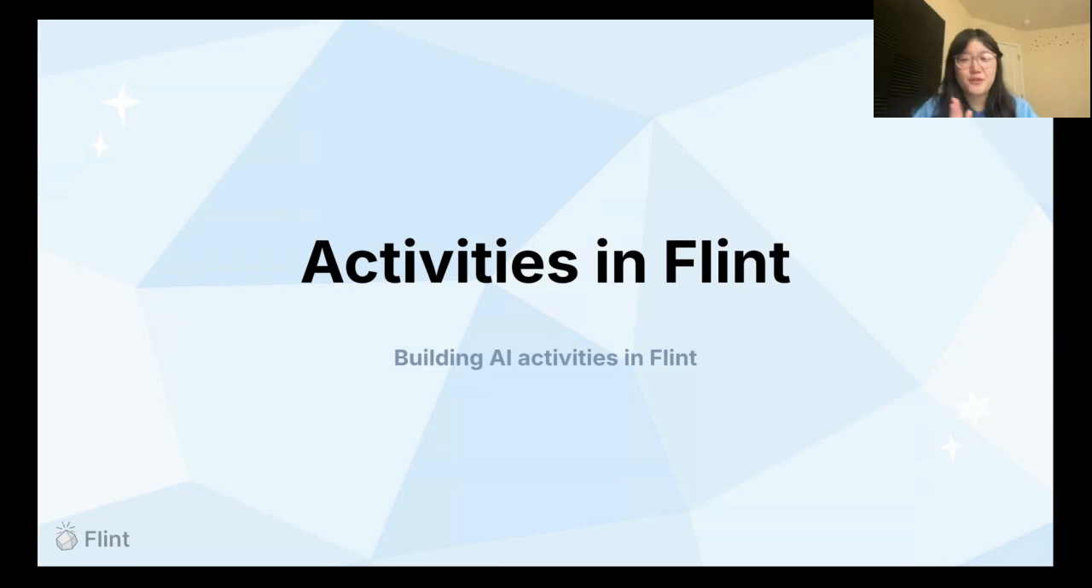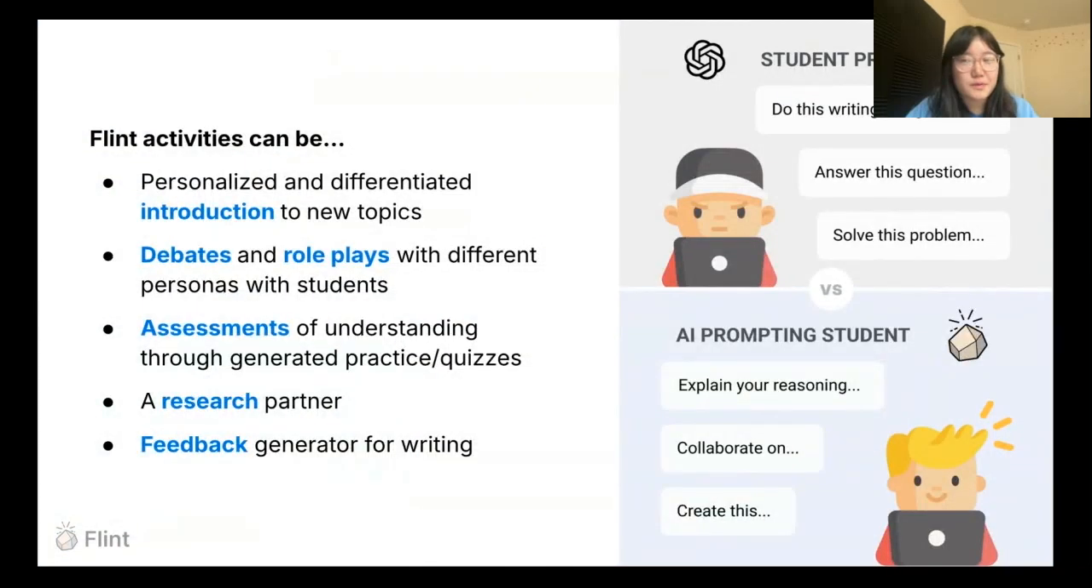But yeah, without further ado, I'll dive into activities in Flint. I tried to consolidate a quick list of all the applications that we typically see in humanities classes, like social studies. And a lot of Flint's focus, at least, is rather than the student prompting AI, like half of the examples that we saw earlier, the AI is actually prompting the student.